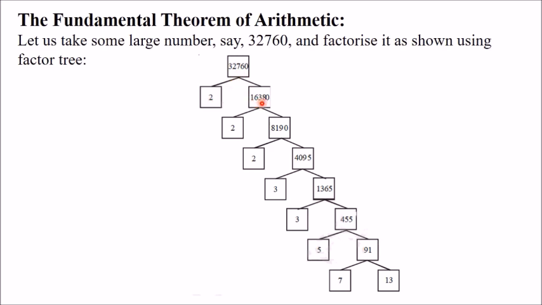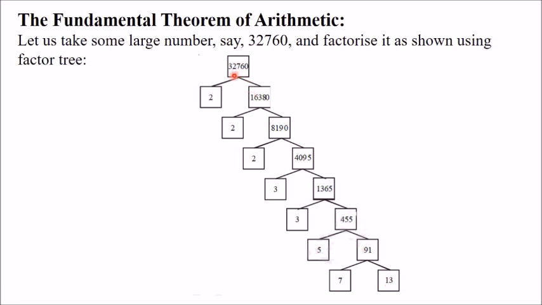16380 is factorized as 2 into 8190. 8190 is factorized as 2 into 4095. 4095 is factorized as 3 into 1365. 1365 is factorized as 3 into 455. 455 is factorized as 5 into 91. 91 is factorized as 7 into 13.